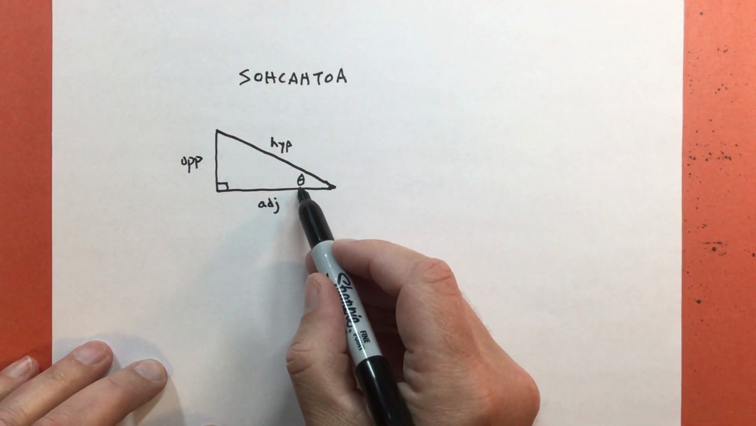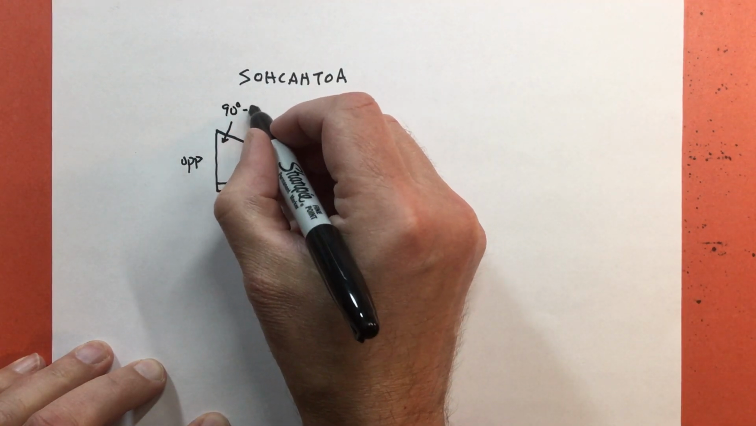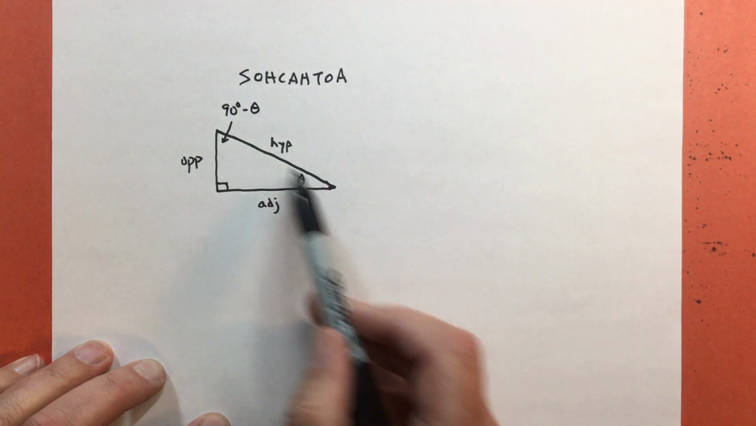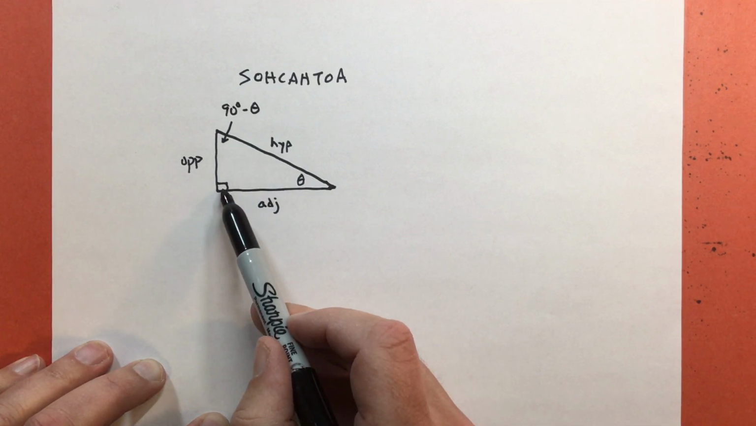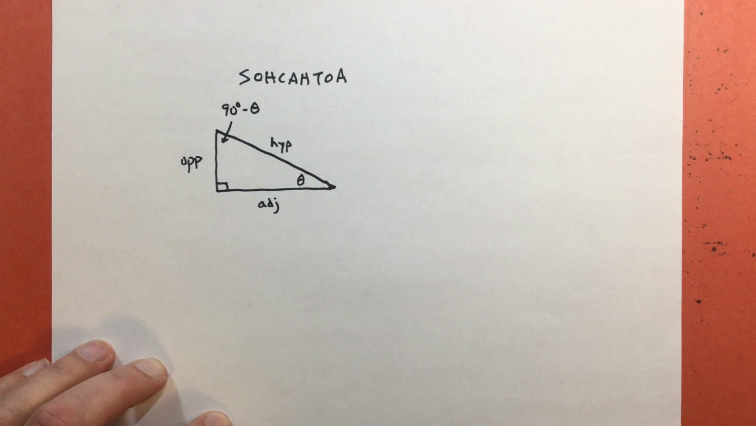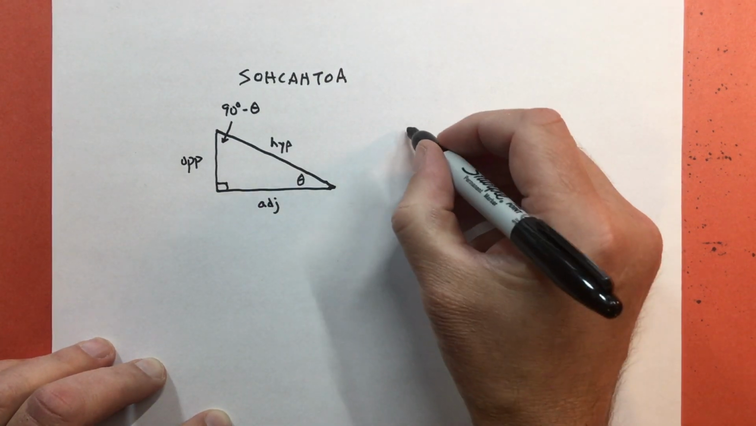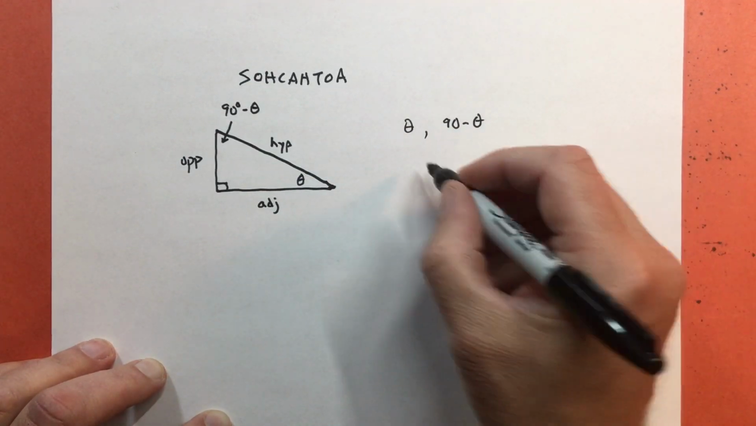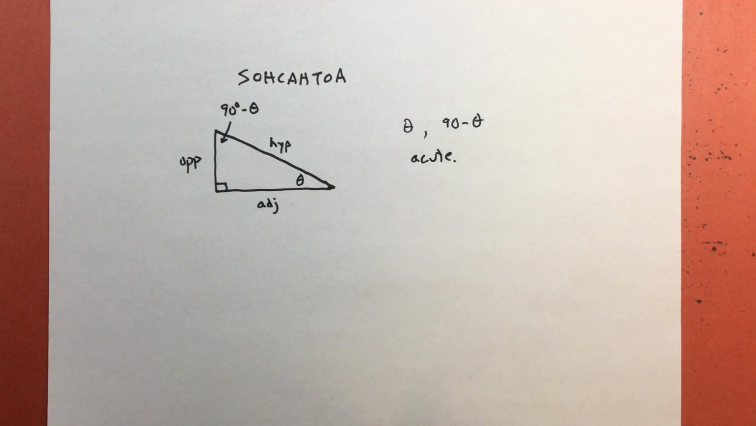You see, if this angle is theta, then this angle right here has to be 90 degrees subtract whatever theta is. That's because in a right triangle on a flat plane, the angles are going to add up to 180 degrees. This already takes care of 90 of those, so these two angles, whatever they are, both have to add up to the other 90. What that means is that both of them, theta and 90 degrees subtract theta, have to be acute. Acute means less than 90 degrees.